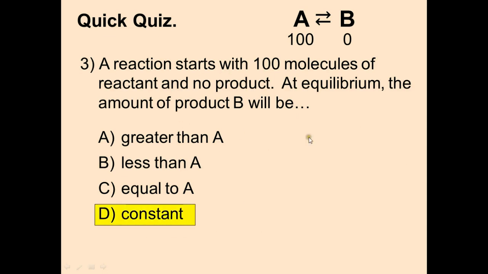So at equilibrium, we do not know whether there'll be more product or more reactant, or whether they'll be equal. We just know that they'll be constant. Just remember, at equilibrium, the concentrations are constant and the rates are equal. Just know those two things.